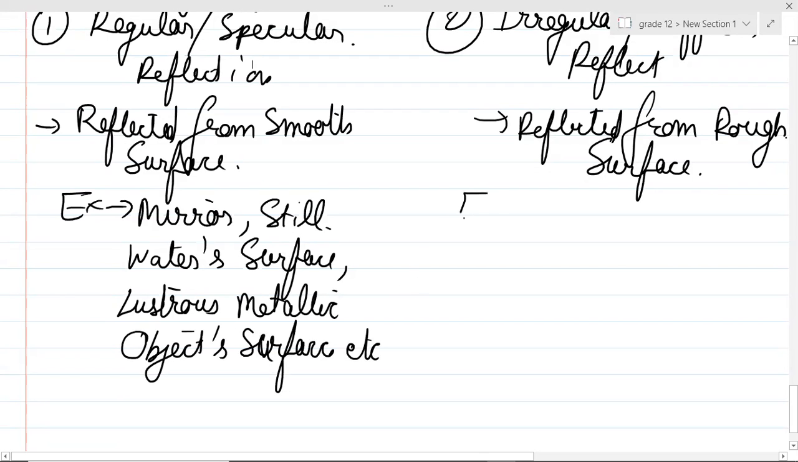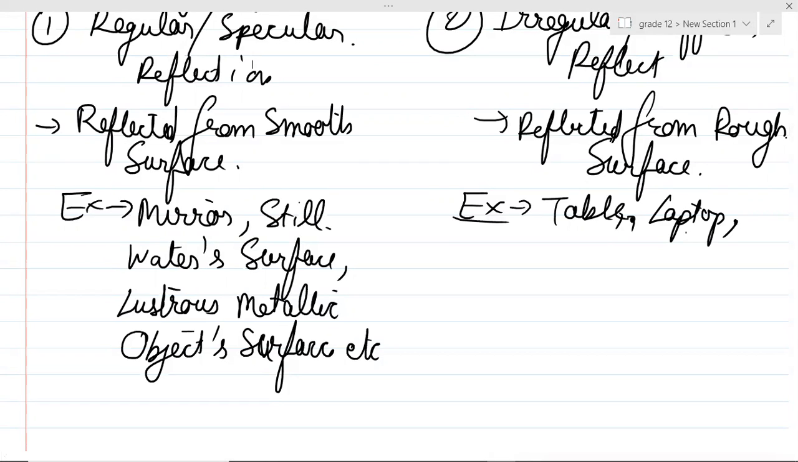Can you give me an example of a rough surface? Table, laptop, whatever you are able to see, does it emit its own light? Guys, can you see the pen in your hand? Can you see the paper you are writing on, the laptop, the walls? All of these objects are not smooth. If they were smooth, then you would be seeing your reflection in that particular thing. But can you see your reflection in the wall nearby?